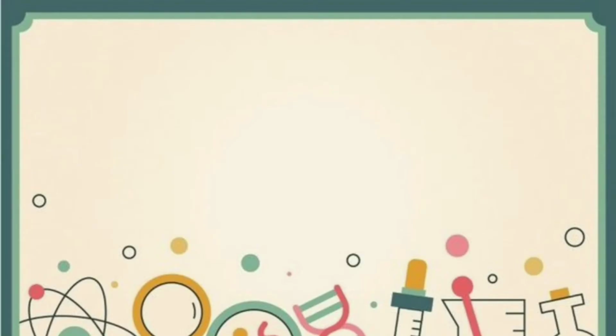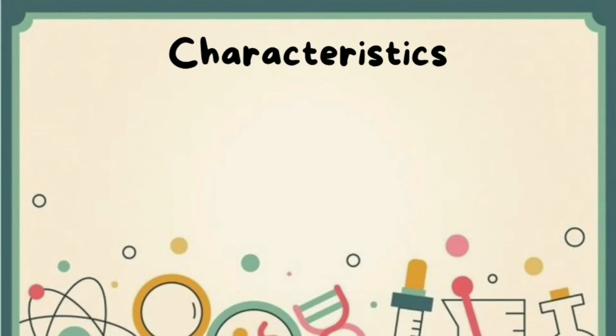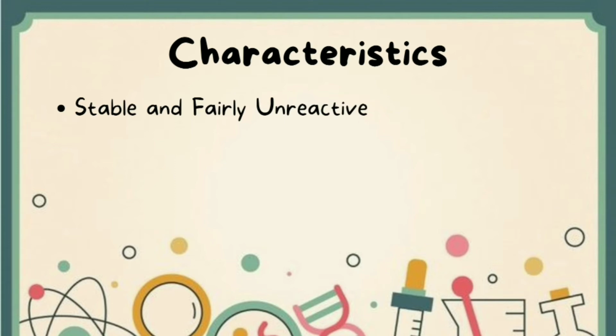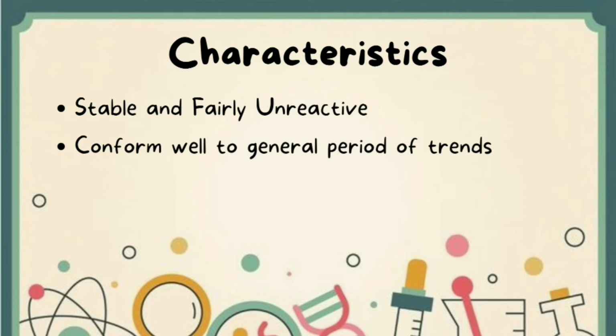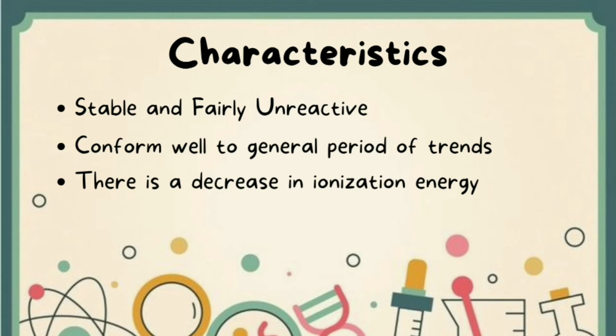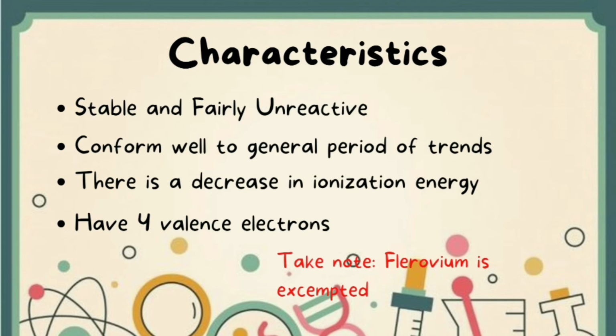Characteristics of the carbon group. The elements of the carbon group are stable and fairly unreactive. They also conform well to general periodic trends. There is also a decrease in ionization energy. That is why the carbon group is commonly used in covalent bonding. They also have 4 valence electrons in their outer shell. During bonding, they can either share 4 valence electrons or 2 electrons. Except flerovium, because just like nihonium, flerovium is a radioactive element that is hard for scientists to study and research.